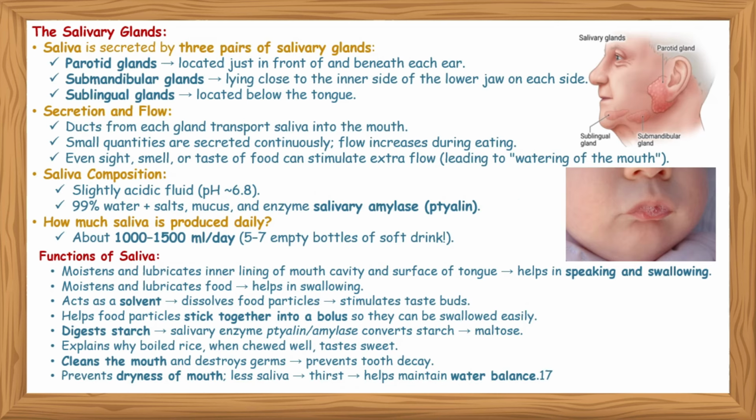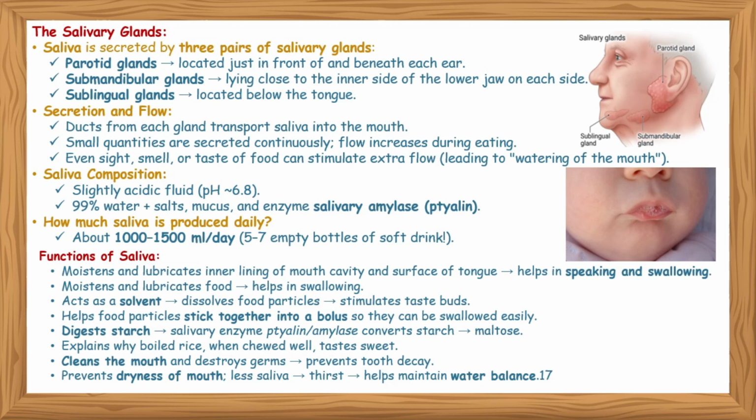The salivary glands. Saliva is secreted by three pairs of salivary glands. The parotid gland is located just in front of and beneath each ear. The image shows the position of the parotid, submandibular and sublingual glands. Submandibulars lie close to the inner side of the lower jaw on each side, and the sublingual glands are located below the tongue.